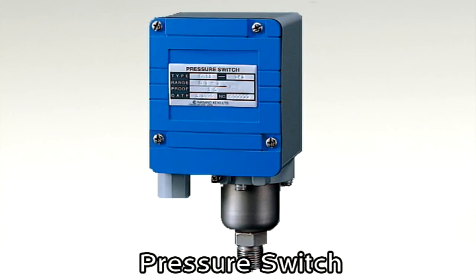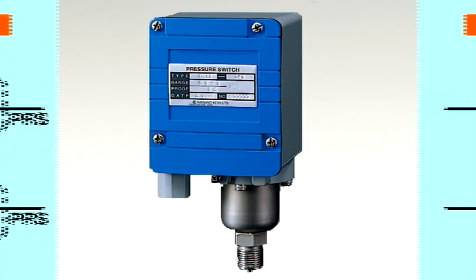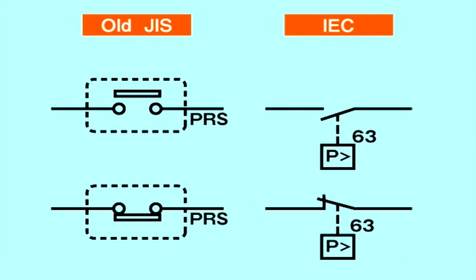A pressure switch is composed of components that detect pressure and an auxiliary relay. The relay operates when pressure rises above or falls below a set value. It is used for controlling air compressors and air conditioning compressors.